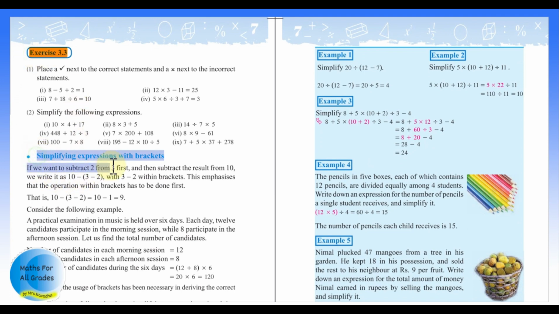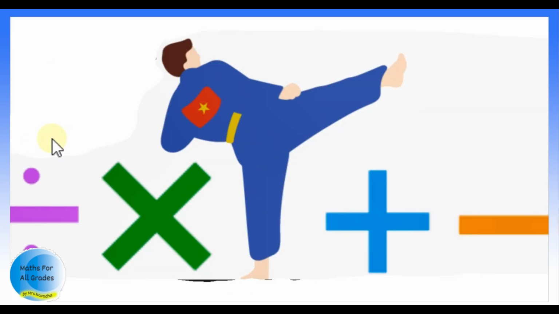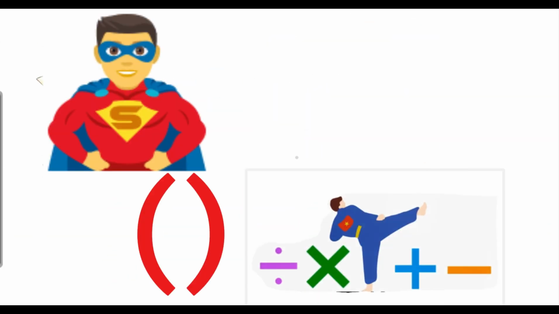So our next topic is simplifying expressions with brackets. Okay, you already know that first we perform all divisions and multiplications working from left to right. And then we do all addition and subtractions working from left to right. Now it's time to introduce brackets. Ta-da! Here comes the brackets with their superpowers.